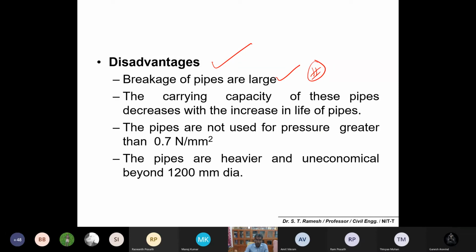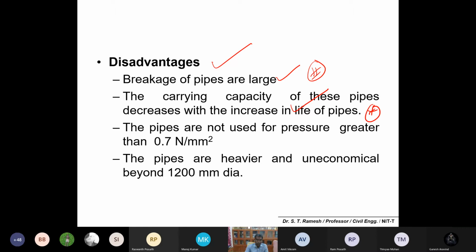Those who are familiar with cities could also find very frequent notices: there is a leakage in a particular pipeline, and you may not get the water for 2 days or 3 days. It's very common because of breakages. That is number one. Number two is that the carrying capacity of the pipe will come down with respect to time. Please make a note on the second point.